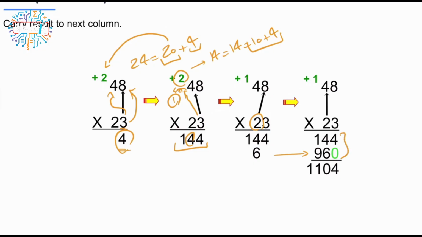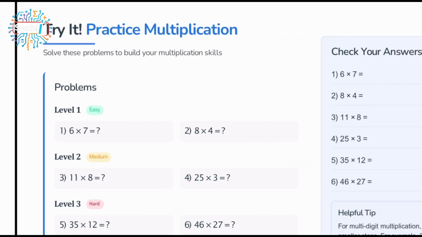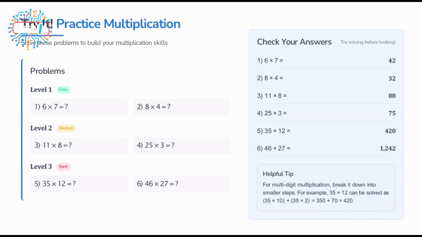4 plus 0, 4. 6 plus 4, we cannot keep it, so it would be 10. Keep the 0 at this point. Move the 1 to the next place. 9 plus 1 plus 1 would be 11. Keep the 1 and move the 1 to another place, and you have 1104.